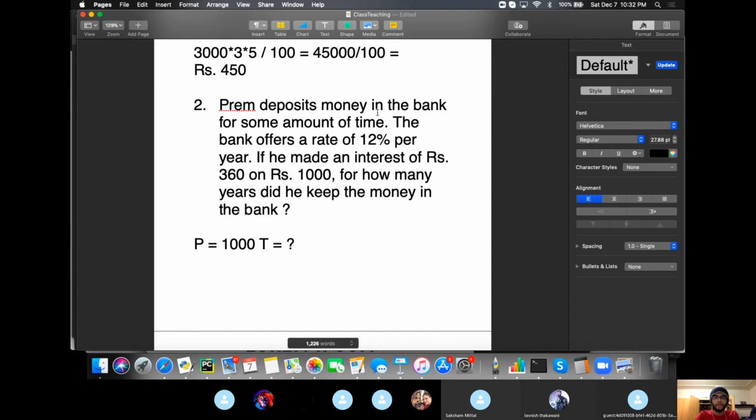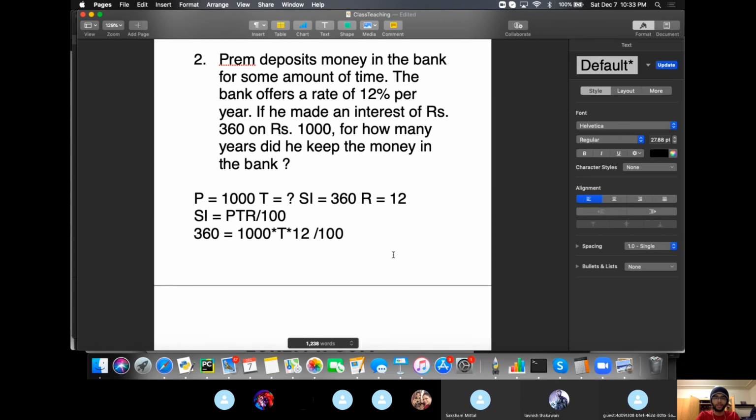Time we do not know, because it said he deposits money in the bank for some amount of time. He made an interest of rupees 360. So we know that simple interest is 360. And we know that the rate is 12. So now, according to the formula, simple interest should be equal to PTR upon 100. Therefore, 360 should be equal to P is 1000, time which we do not know, rate which is 12, divided by 100.